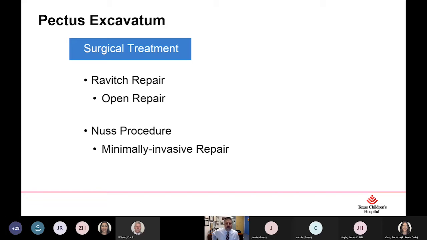And the other one is the Nuss procedure, which was originally done in the late 1980s. And Dr. Nuss recorded his 10 years of experience before actually reporting his results. And that's why it's called the Nuss repair. Very innovative technique to repair the pectus excavatum deformity.